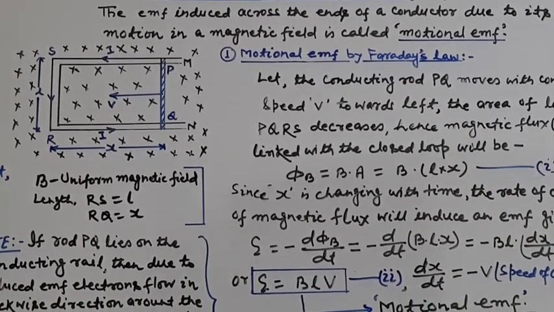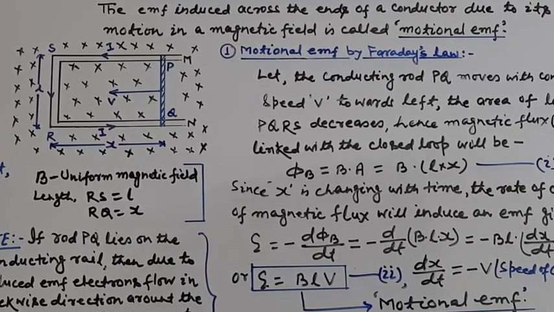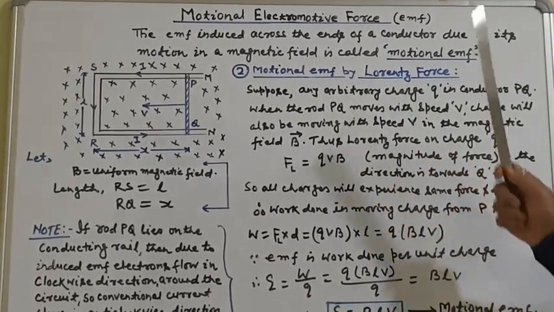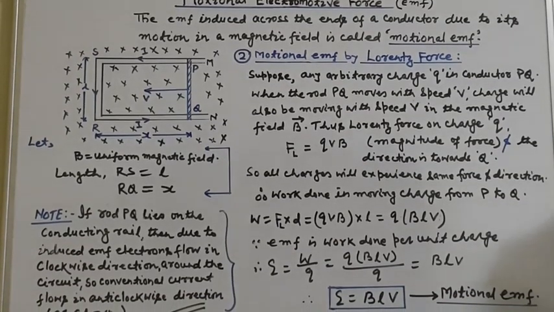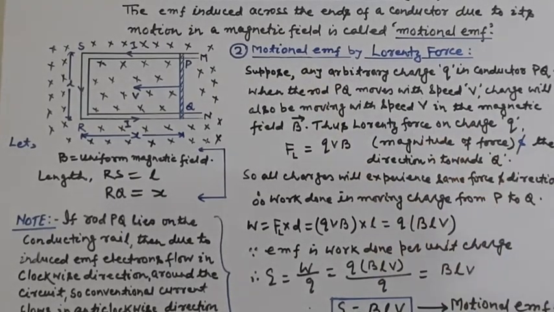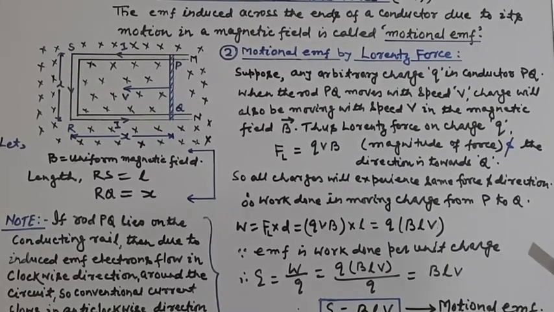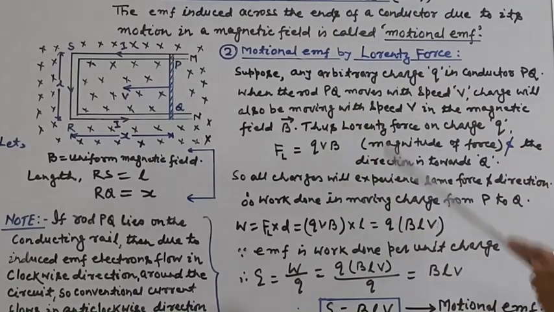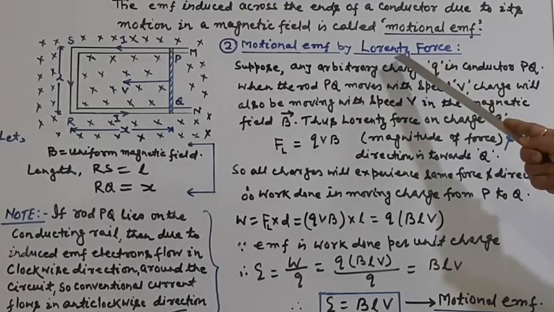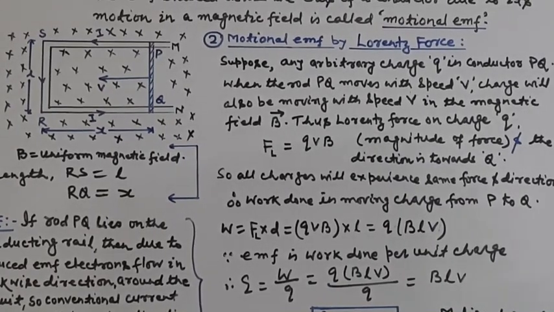Now we shall find the expression for the motional EMF by the Lorentz force. Now let us see the second method to find motional EMF by Lorentz force. It is also possible to explain this motional EMF by Lorentz force as we have discussed earlier. So now we shall apply this force to obtain the expression for the motional EMF. About Lorentz force, either you have studied it in magnetic effect of current or it will be taught.